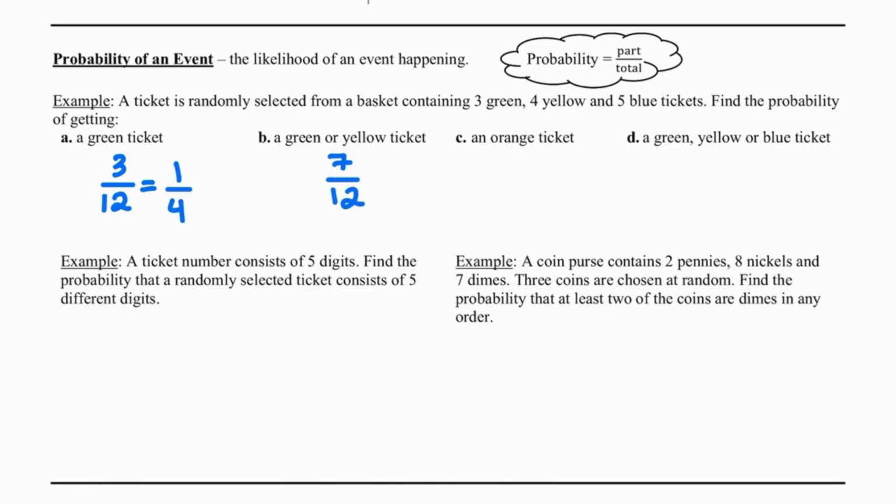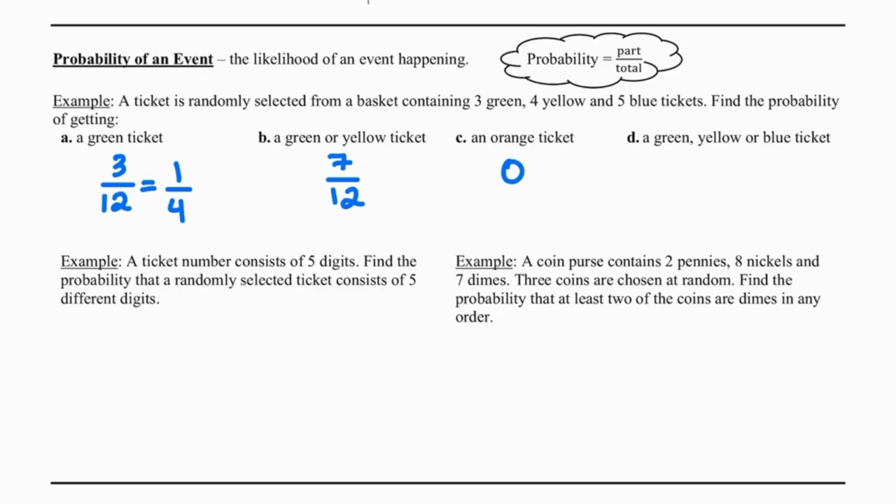What about an orange ticket? Well, there are no orange tickets. And I've been saying marbles, huh? But there's no way of getting an orange ticket, orange marble, whatever we're talking about here. So the probability is 0.